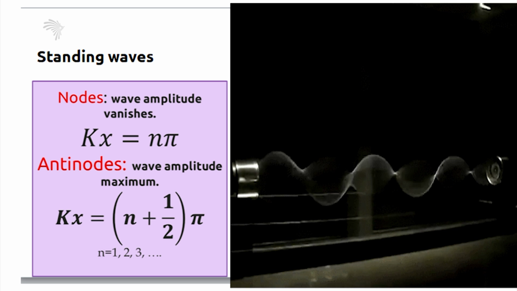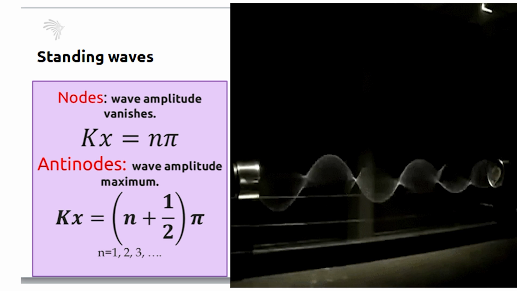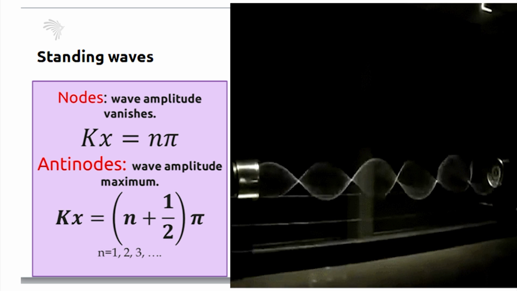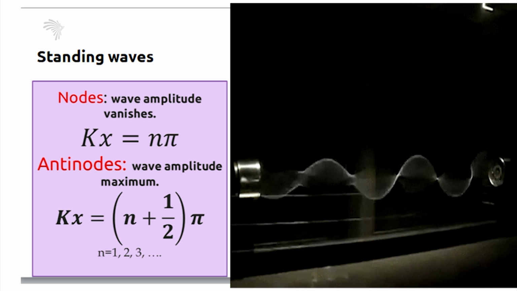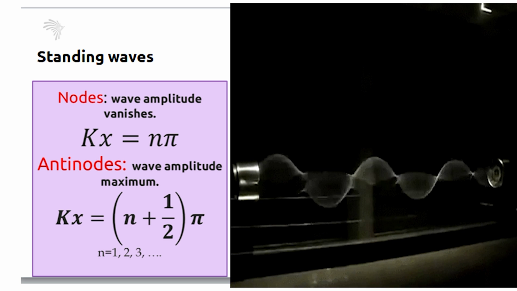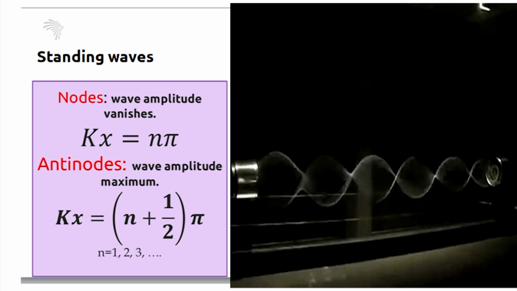Antinodes are points on a standing wave pattern where the standing wave amplitude is maximum, and antinodes occur whenever kx is equal to (n + 1/2)π. Again, n represents numbers like 0, 1, 2, and 3. The distance between adjacent nodes or adjacent antinodes is λ/2, and the distance between a node and an adjacent antinode is λ/4.